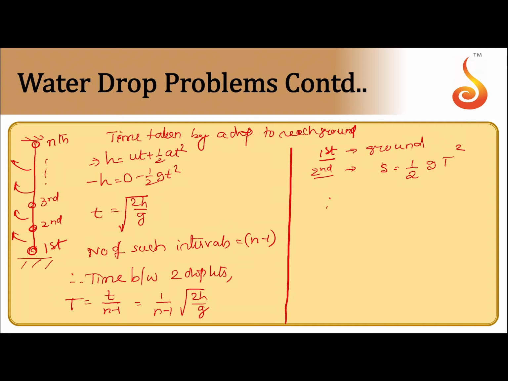So, we can write like this: S(n-1) is equal to half gt square, S(n-2) is equal to half g into 2t square, S(n-3) is equal to half g 3t square, etc.